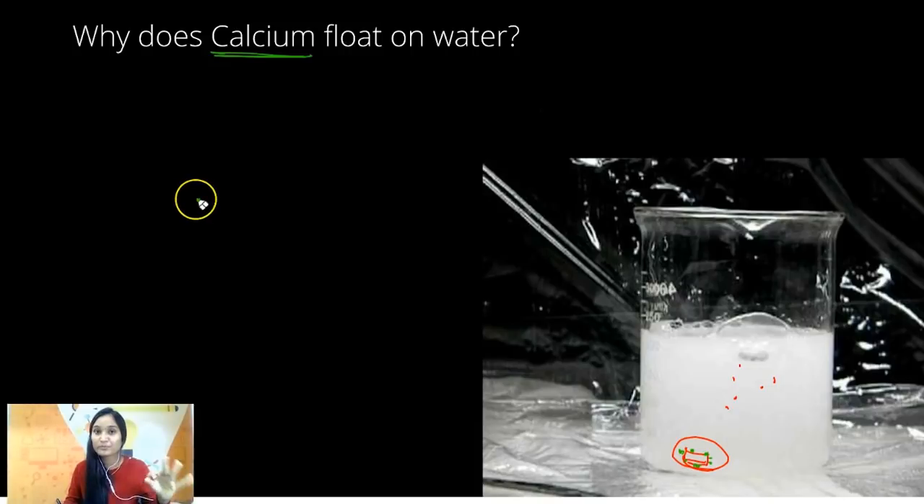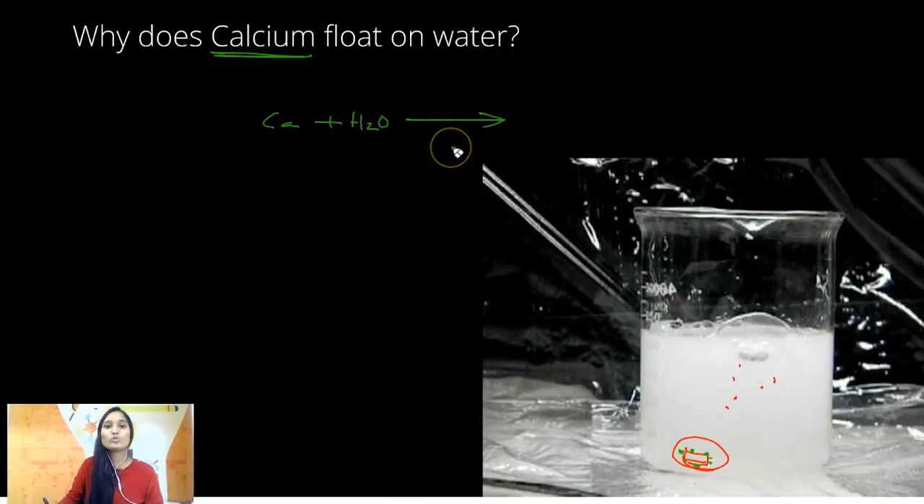The third metal is calcium, right? So calcium is one of the active metals, and when it is added to water, H2O, it leads to a reaction, which is obviously a displacement reaction. I hope you all know this shortcut, right?